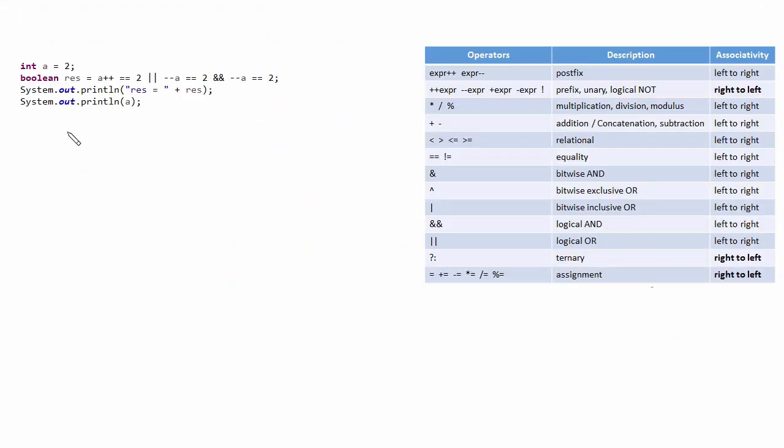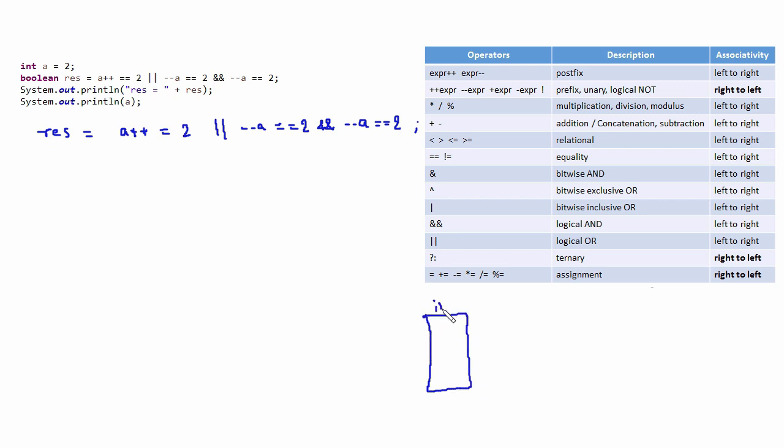This looks like a very complex equation, but this is the easiest of all three. Let me rewrite this equation first. In this example, we have two variables. First one is of int type. Its name is a. Initial value is 2. Another one is of boolean type. Its name is res, and it will store the result of this equation.